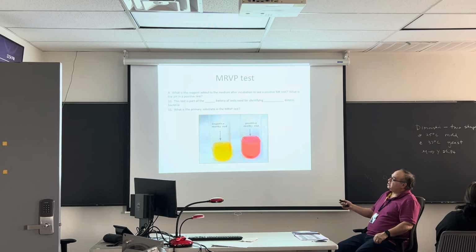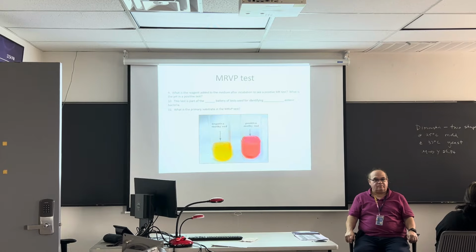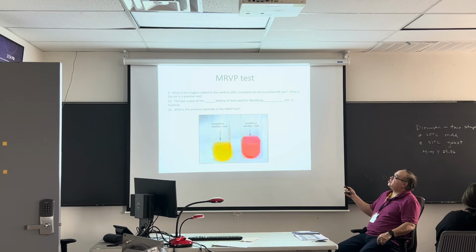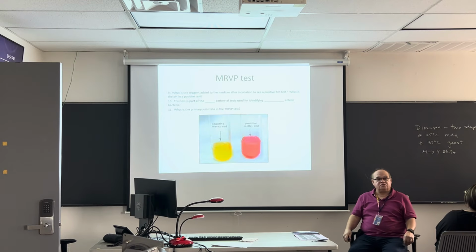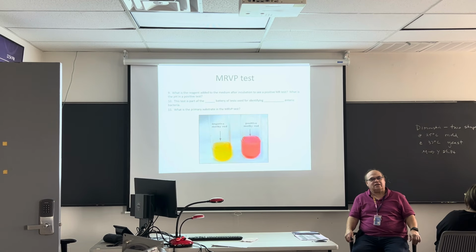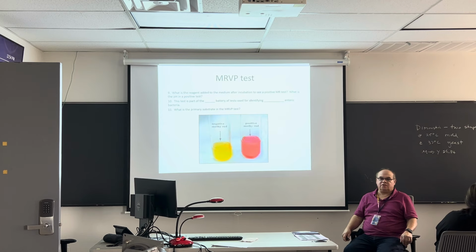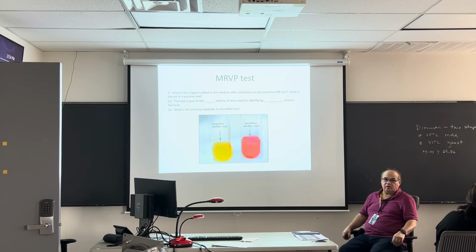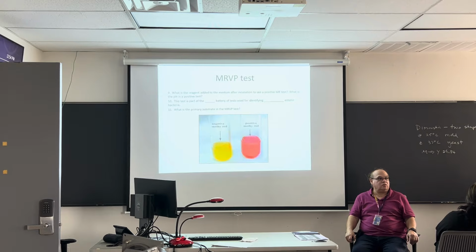Very good. This test is part of some battery of tests. What's the battery? IMViC. Because it's used for identifying enteric bacteria. This is a gram specificity. Is it gram positive or gram negative? Only gram negative. There are no such things as true enteric gram positives. They're intestinal bacteria, but we don't, well, I guess we might, but it's mostly gram negative enterics. Okay? What is the primary substrate in the MR or the VP test? Glucose.